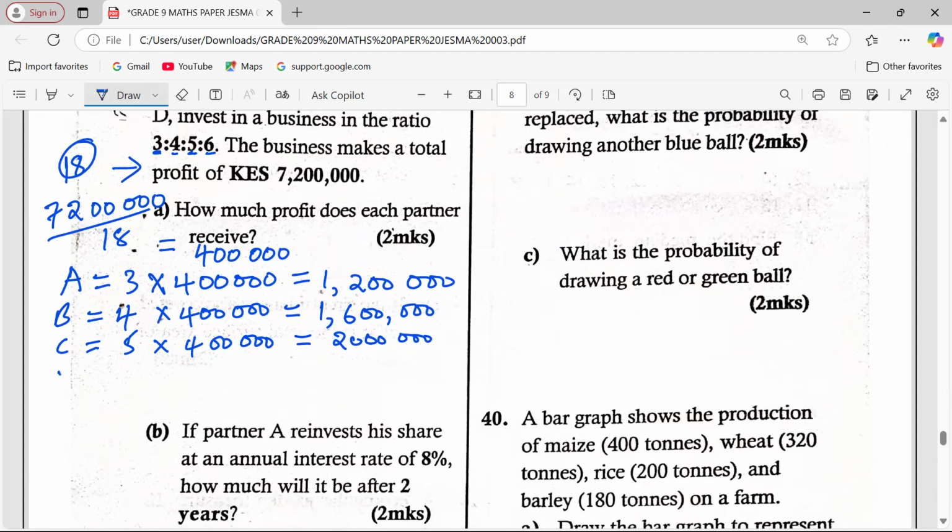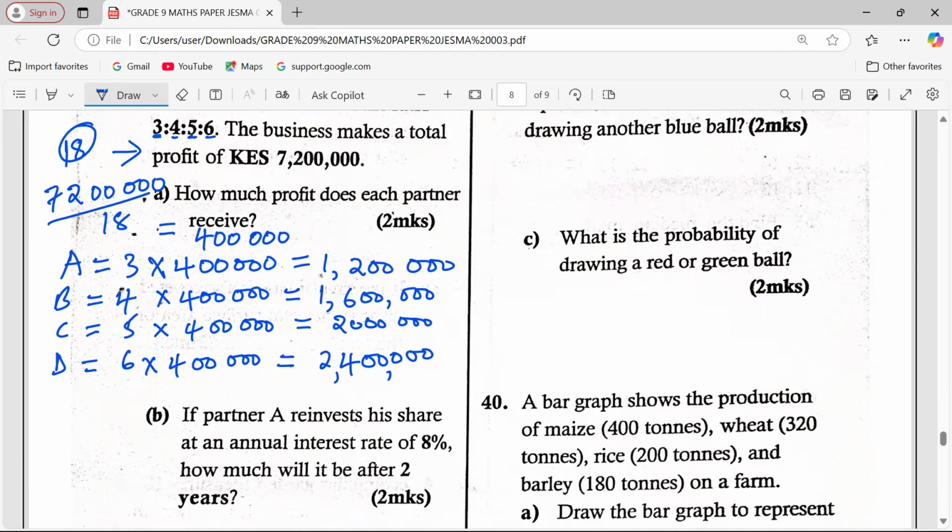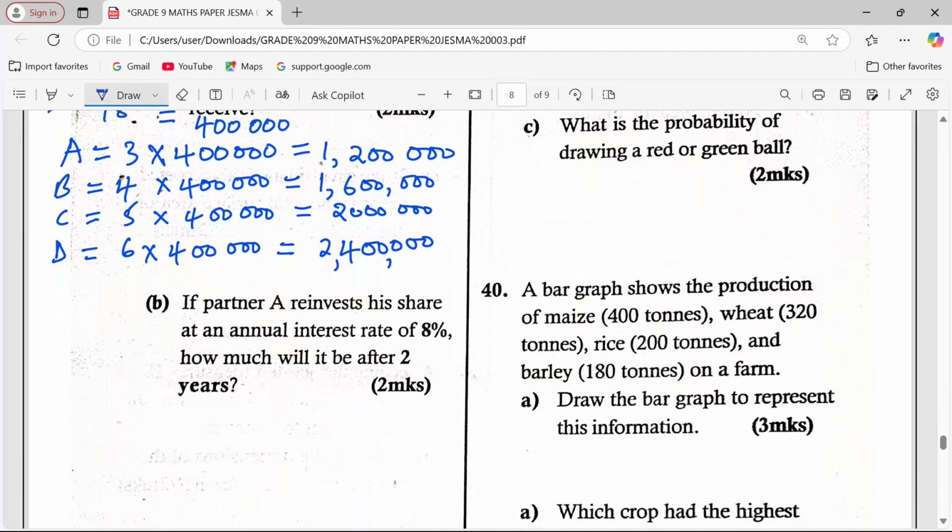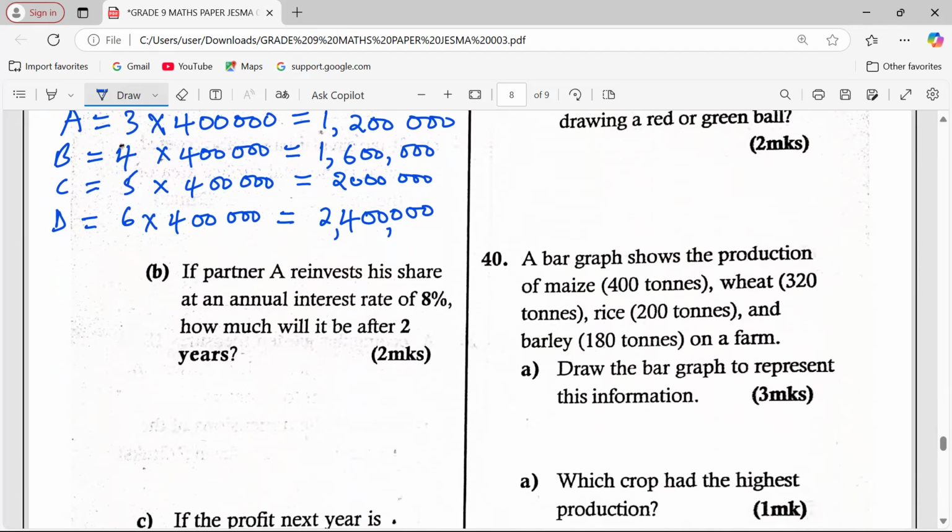And finally, we have partner D, who receives 6 proportions, and a proportion is 400,000. This is going to be 2.4 million. So that is the amounts received by each partner at the end of the business period.